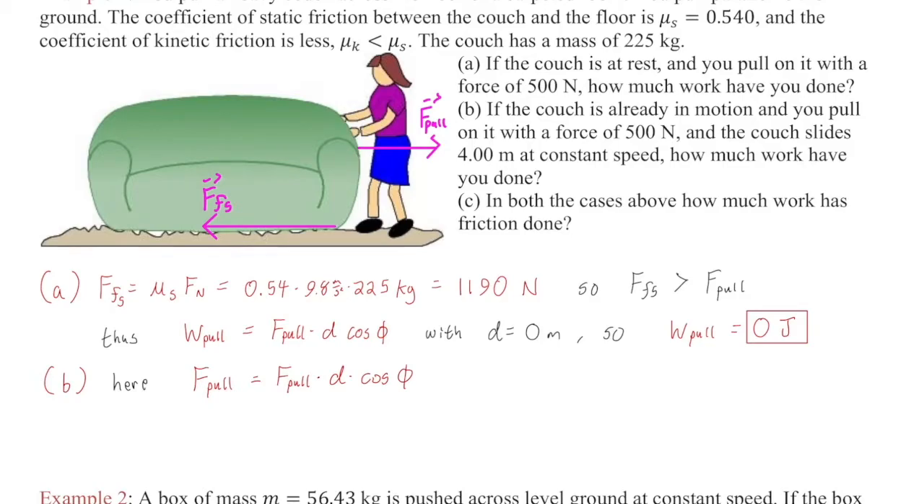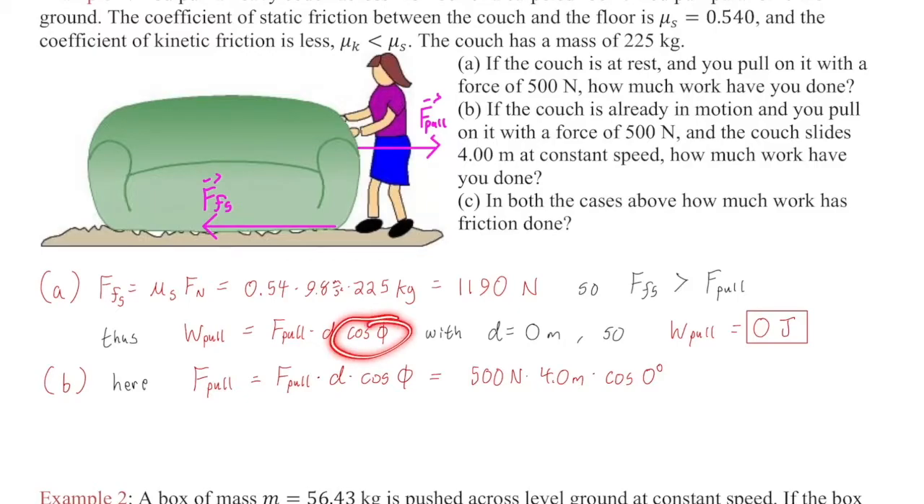How much work have you done? Now, I don't ask for the coefficient of kinetic friction. You could actually solve for it here using our previous methods, but it's not relevant. In this case, it's as simple as taking 500 newtons, the pulling force, multiplying by the displacement we were given, and then multiplying by cosine of the angle between the two.